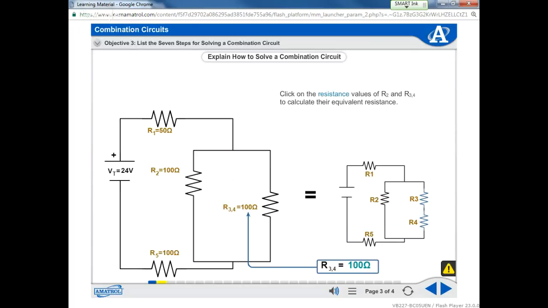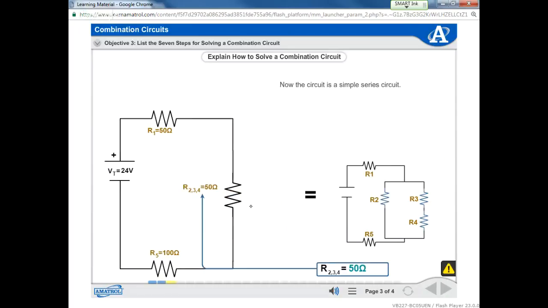Okay, so let's see R2 and R34. Let's click here, because now we have this parallel. And how do we solve in parallel? What method? Inverse. The reciprocal method? All right, so.